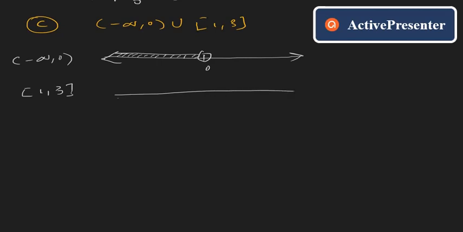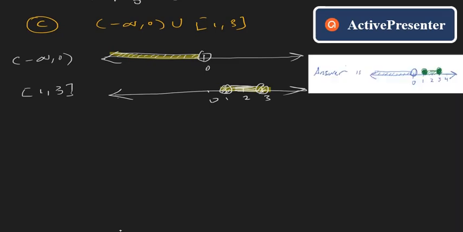So graphing it, here we are saying 1, 2, 3. So it is from 1 closed, 2, 3 closed. Where do they unify? Of course, this portion here up to 0 open, and from 1 closed to 3 closed. They do not intersect.